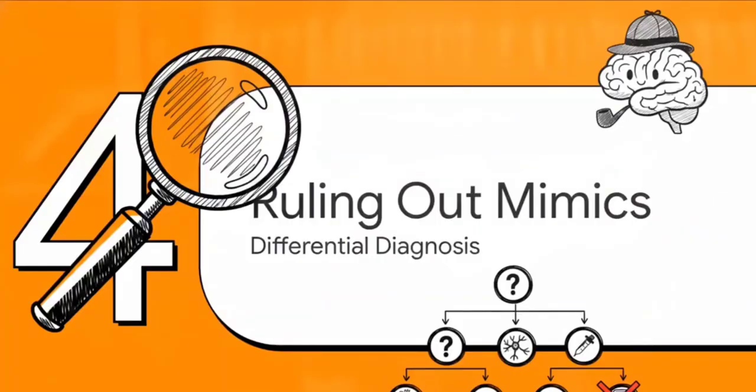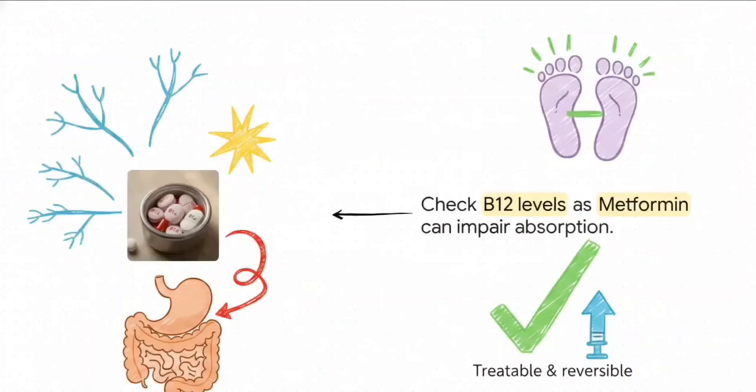Let's pivot to Section 4, ruling out neuropathy mimics. All right, here's a critical, absolutely must-know pearl. Vitamin B12 deficiency perfectly mimics diabetic neuropathy. I'm talking the exact same numbness and tingling. So why does this matter so much?